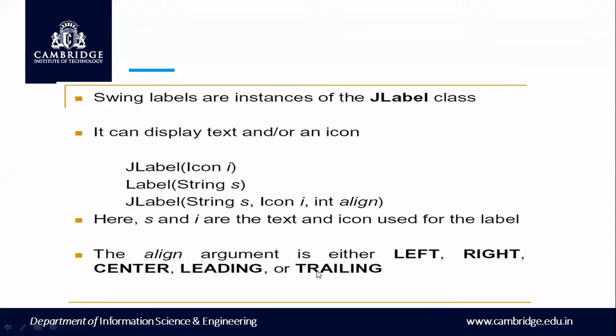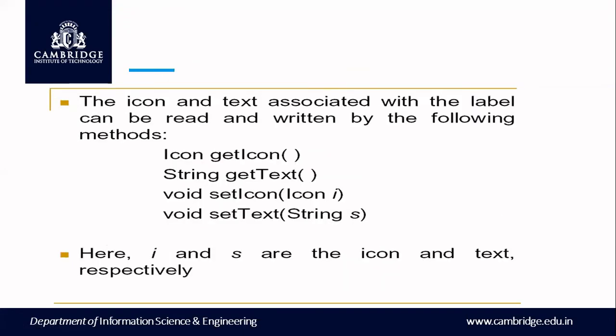JLabel is also used to present a label on the screen. The label can be of three types. That means three constructors are there. So three types of labels can be specified. One is you can just specify the icon, that is the image, or you can just specify the string on the label. Or you can specify the string, the icon, as well as the alignment. Alignment means whether the icon has to be present on the left, the right, or at the center.